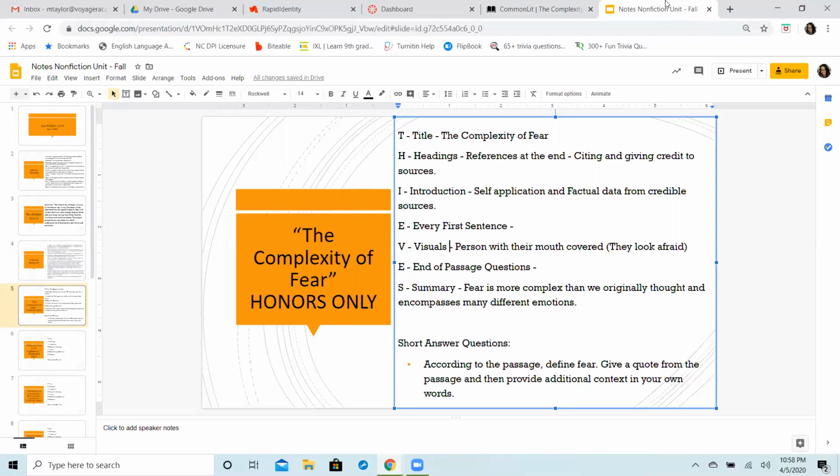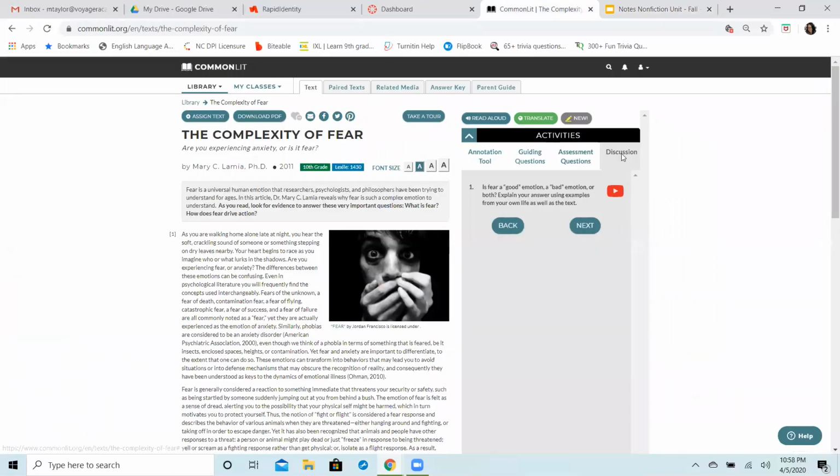And by way of summary, what I can give you is that fear is more complex than we originally thought, and it actually encompasses many different emotions and different responses. So you'll learn that in reading this particular article. So I've got a note for your short answer question here. It is going to be your first question. So let's go to those.